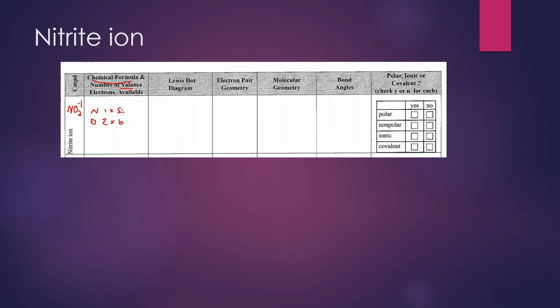So this gives me 5 coming from the nitrogen, 12 coming from the oxygen, but I can't forget this -1 charge. Since it's a negative, that means there's an extra electron, so I want to add 1 more electron to this total. That's going to give me a total of 18 valence electrons to play with when I'm drawing the Lewis structure.